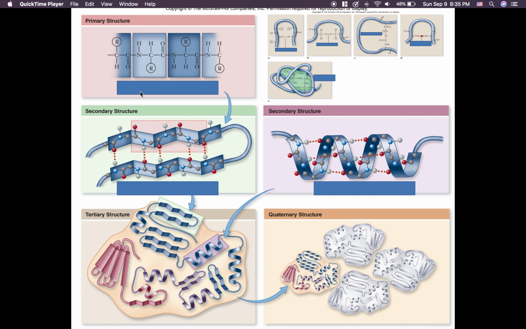I'm in Biology 200, and we're going to be talking about proteins. So, what exactly is a protein? Proteins are composed of long chains of amino acids forming polypeptides.